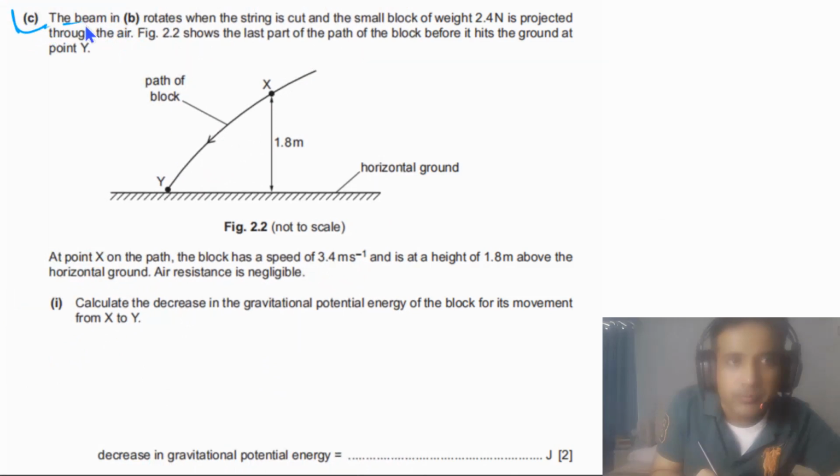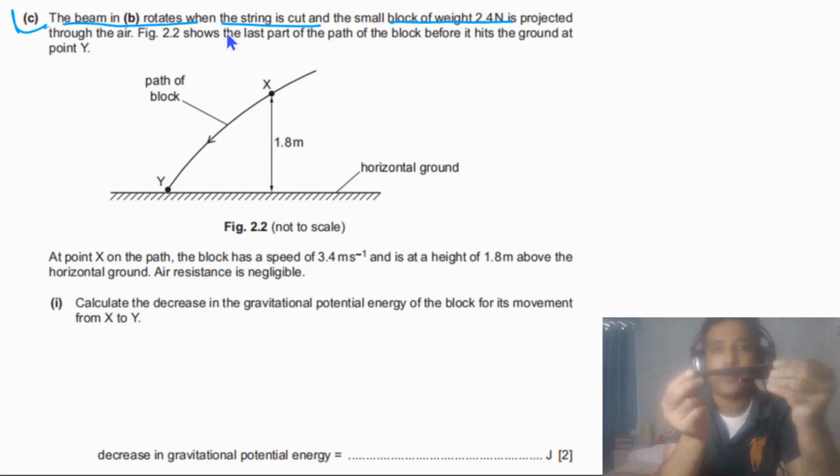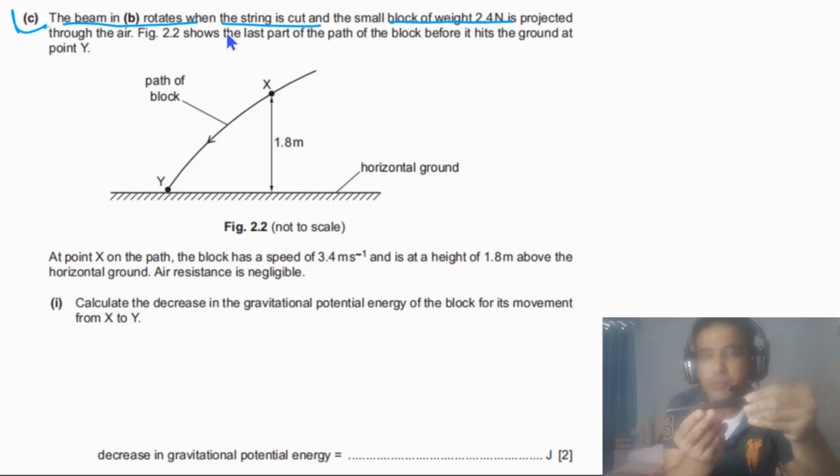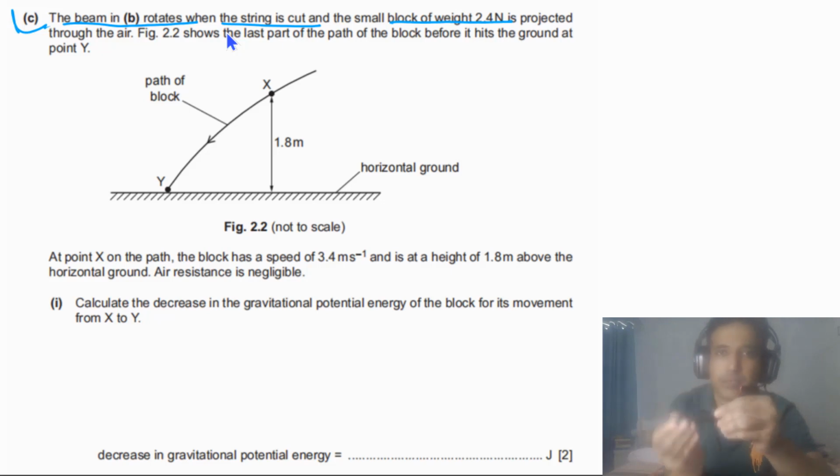Part C says the beam in B rotates when the string is cut and the small block of weight 2.4 newtons is projected through the air. So first of all, we have the block like this. It was tied with a string, and when the string is cut, this beam rotates like this. So this is what is happening in this case.